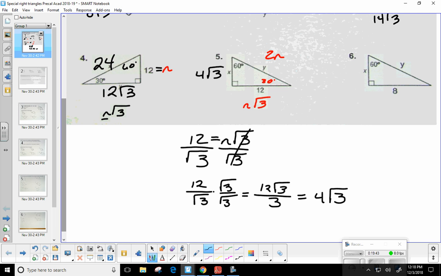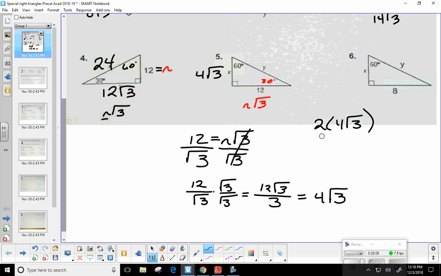Okay. Well, how do I find the hypotenuse? What do I do to the shorter side? All you got to do is double it. Okay. So I want to double 4 square root of 3. Now here's my question. Am I going to multiply that 2 by the 4, the 3, or both? Just the 4.